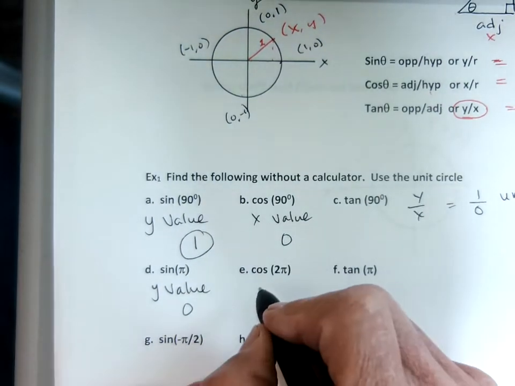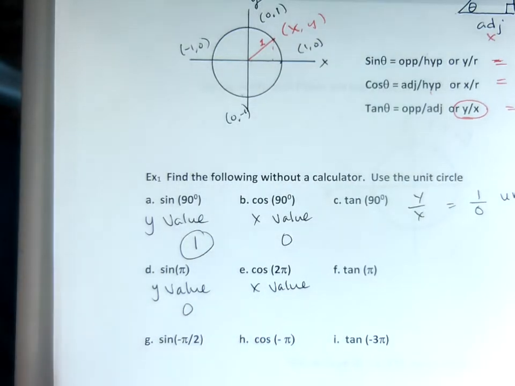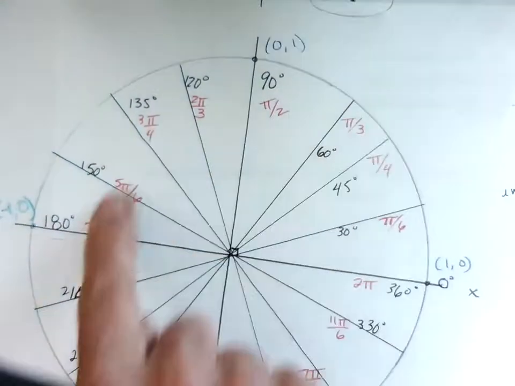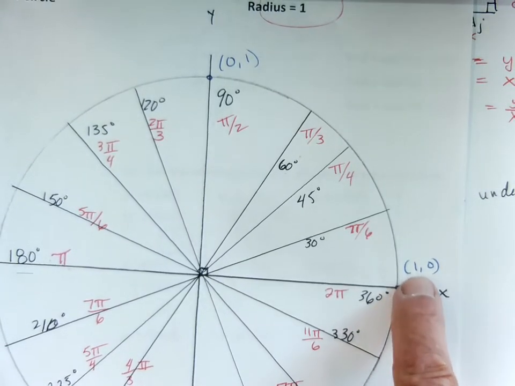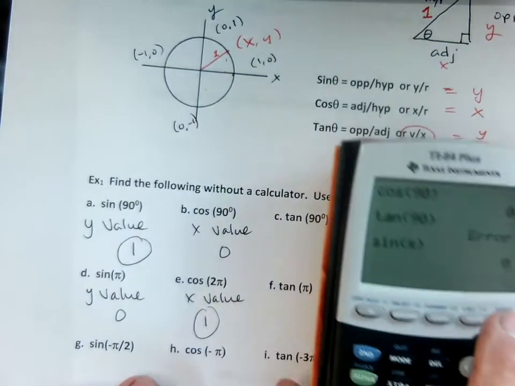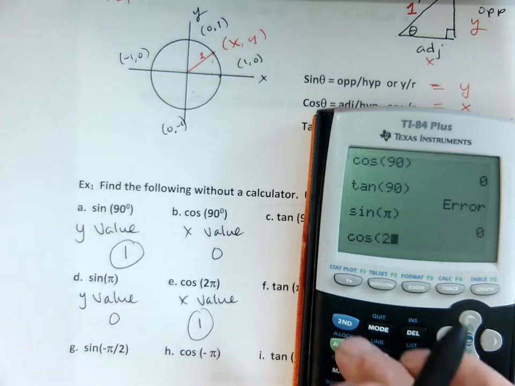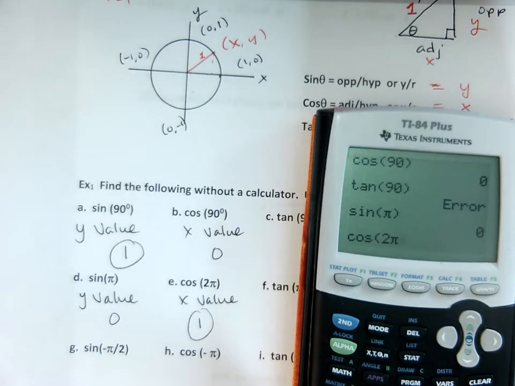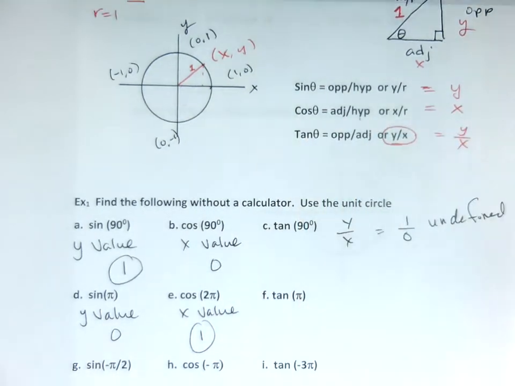Cosine of 2 pi. Cosine is the x value, right? 2 pi is there. What's the corresponding x value? 1. So it has to be 1. And again, I could use my calculator, but it's faster not to. I can go cosine of 2 pi. I know the answer is 1 because my circle verifies it. There it is, 1. Okay.